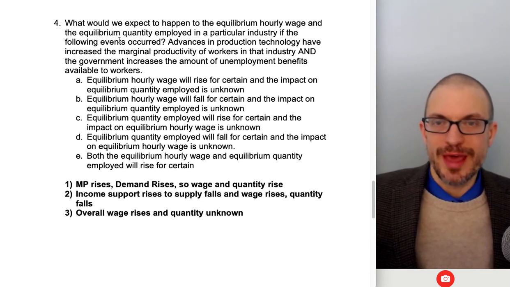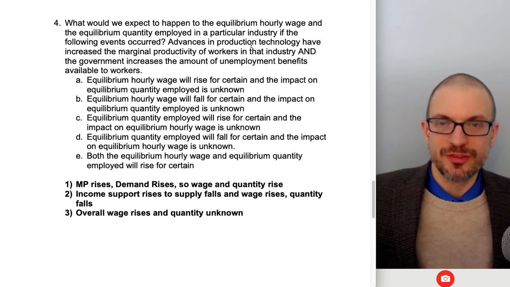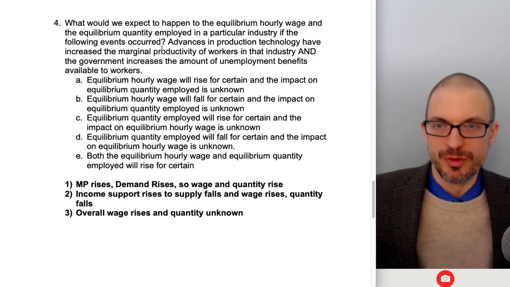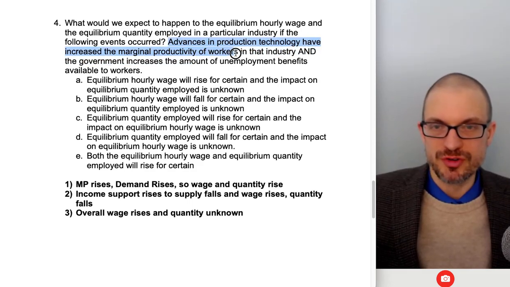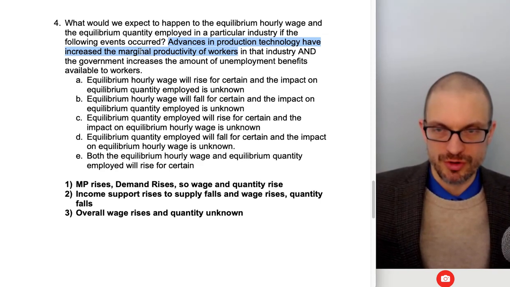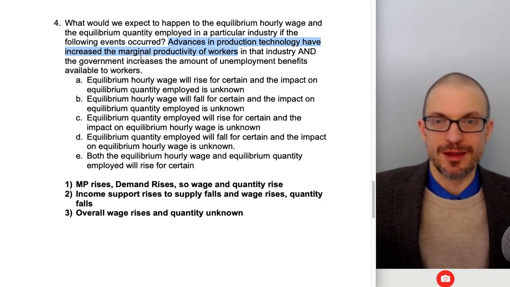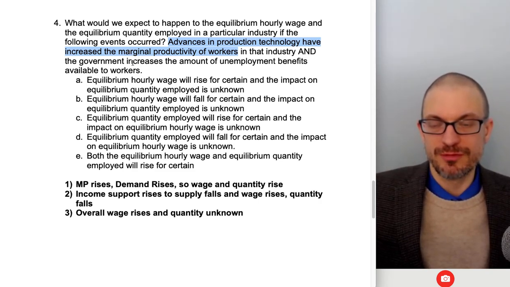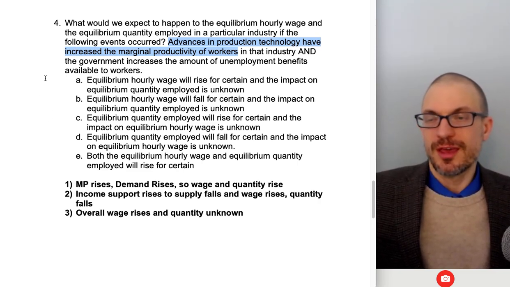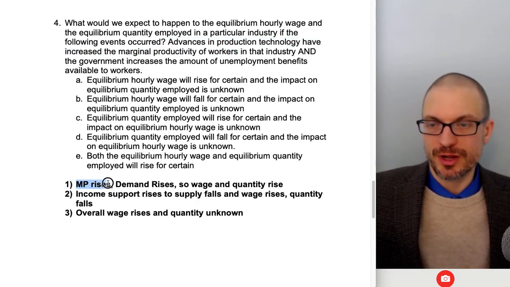All right. 4. What would happen to the equilibrium hourly wage and equilibrium quantity in a particular industry if the following events occurred? Advances in the production technology have increased the marginal productivity of workers in that industry, and government increases the amount of unemployment benefits available to workers. Well, the first one, advances in production technology have increased marginal productivity of workers. That's going to increase the marginal revenue product by virtue of increasing marginal productivity, which is going to increase labor demand. So we're going to get a rightward shift of the labor demand curve. Other things equal, when we get a rightward shift of a demand curve, we bid up the price, in this case the wage, and then the quantity rises as well. So as marginal product rises, demand rises, so wage and quantity are going to rise.